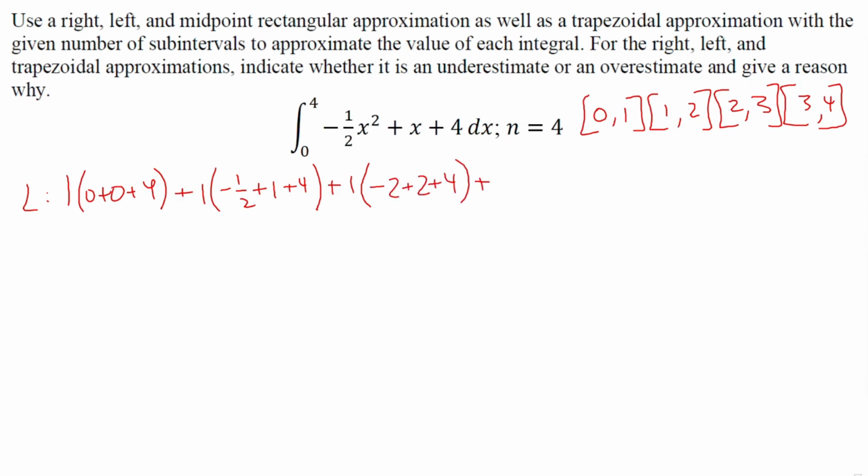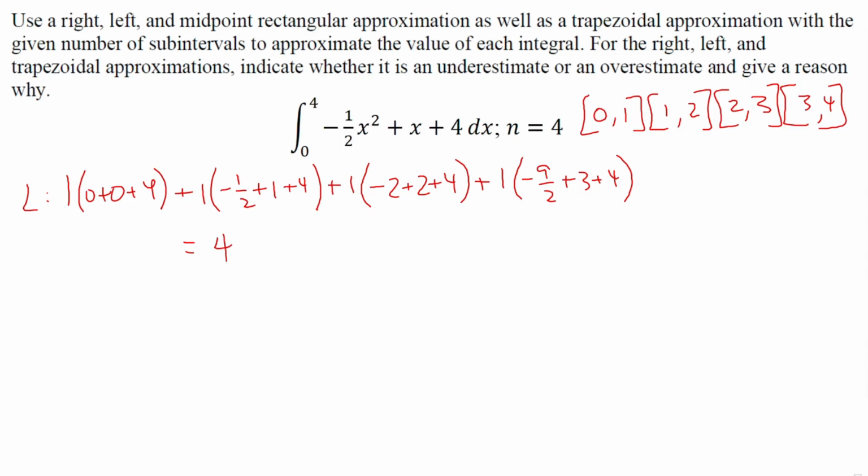Then the last one will be when we plug in 3. If we plug in 3 to that, the last subinterval, that 3 squared is 9. So that'll be negative 9/2 plus 3 plus 4. And we'll just figure out what each of those is. So it looks like that comes out to be 4 for the first one.